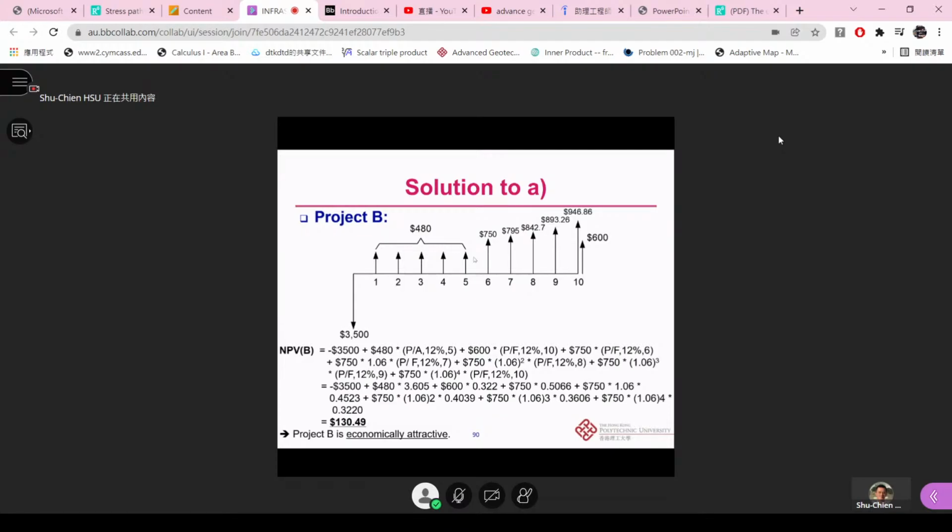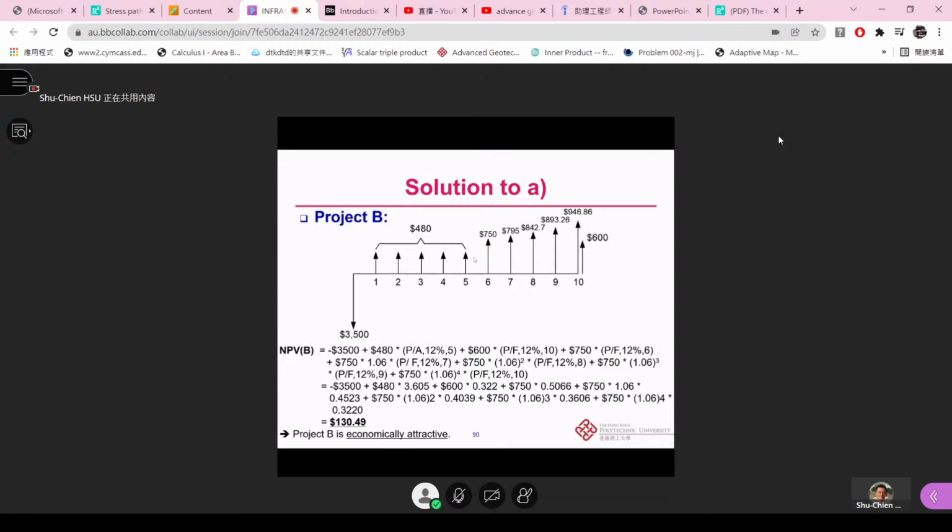Like the future value, converted back to the present value. So you can see here is how we calculate it. We have the negative 3,500 plus the 480 times the bracket of the P/A, 12%, 5. This is for the A part, from year 1 to year 5. And then we plus this 600 times the bracket of the P/F, 12%, 10. This is the salvage value.